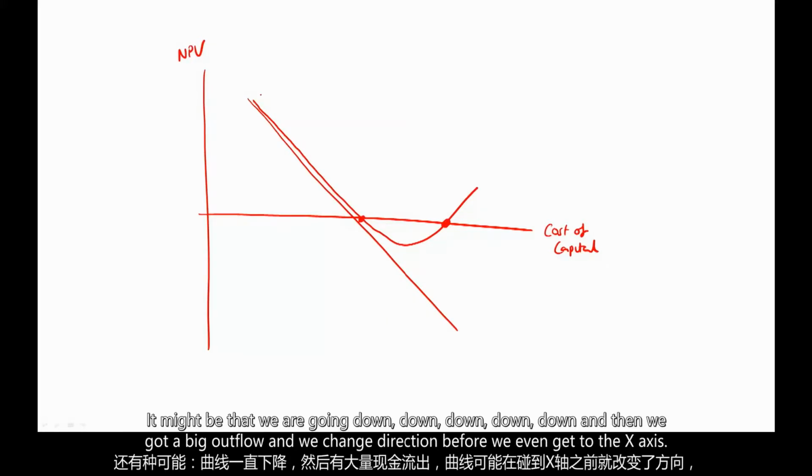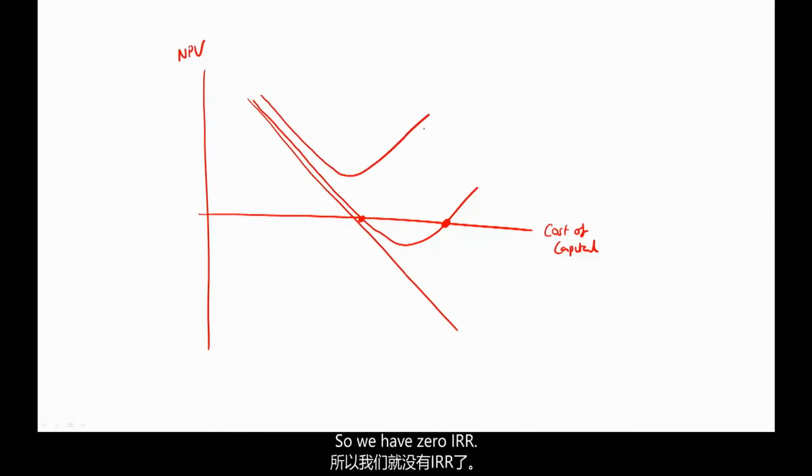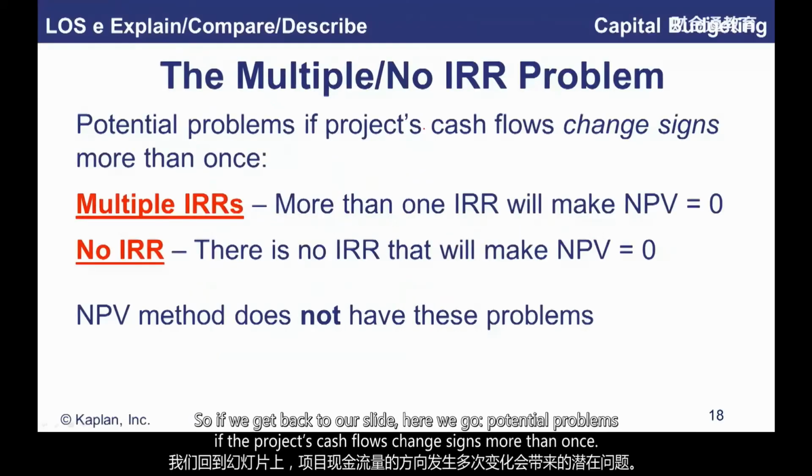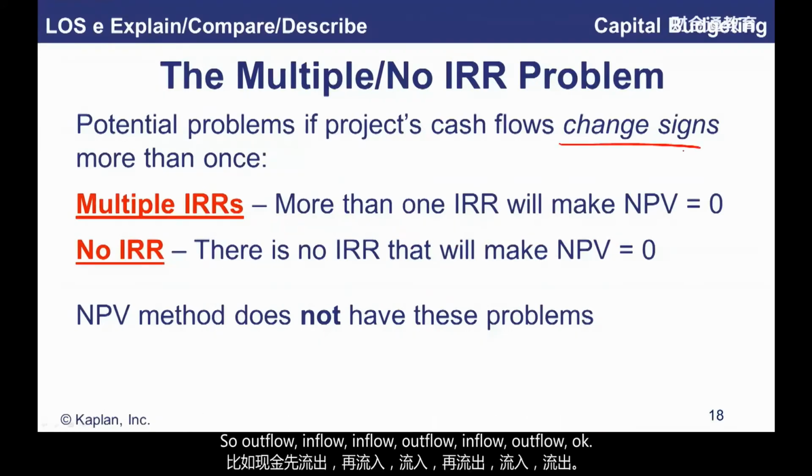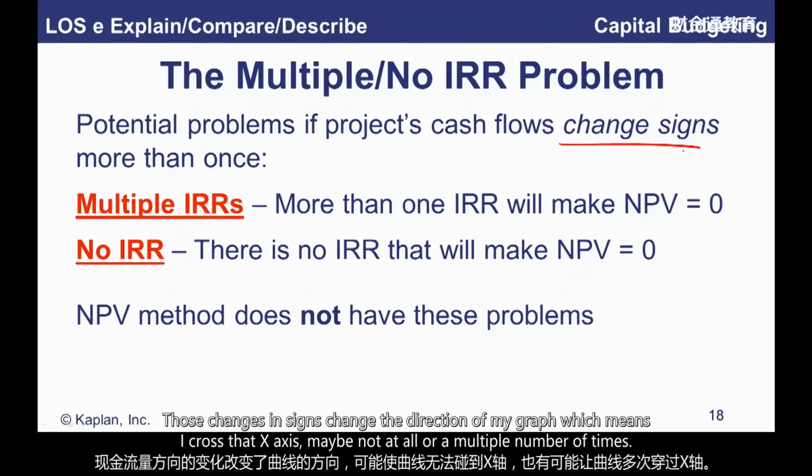It might be that we're going down, down, down, down, down, and then we've got a big outflow and we change direction before we even get to the x-axis. So we have 0 IRRs. So the problem is whenever there is a change in sign. So if we go back to our slide, here we go. Potential problems if the project's cash flows change signs more than once. So outflow, inflow, inflow, outflow, inflow, outflow. Okay, those changes in signs change the direction of my graph, which means I cross that x-axis maybe not at all or a multiple number of times.